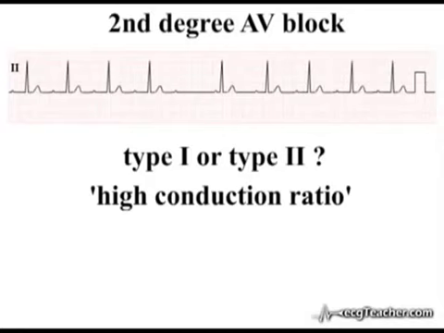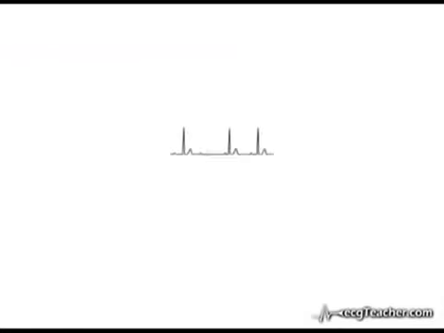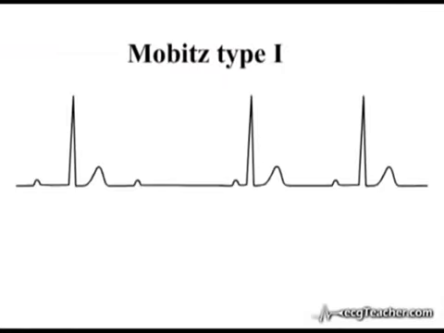The key to making the call between type 1 and type 2 in a case such as this is careful analysis of the PR interval around the time of the non-conducted P wave. In a case of Mobitz type 1, the longest PR interval is seen in the beat immediately preceding the non-conducted P wave, while the shortest PR interval is observed in the beat immediately following the non-conducted P wave.